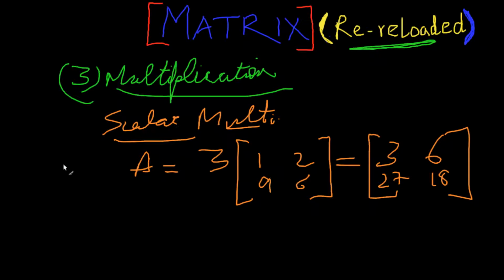Okay, so guys, if you have something like A equals 3 times something inside the brackets, that's a matrix. So guys, you multiply 3 with each element and you get 3, 6, 27, 18. Right guys, it's as simple as that. This is known as scalar multiplication. Let me now move on to the second segment of multiplication.